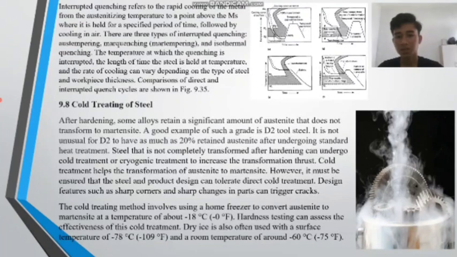Now 9.8, cold treating of steel. After hardening, some alloys retain a significant amount of austenite that does not transform to martensite. A good example of such a grade is D2 tool steel. It is not unusual for D2 to have as much as 20% retained austenite after undergoing standard heat treatment. Steel that is not completely transformed after hardening can undergo cold treatment or cryogenic treatment to increase the transformation. Cold treatment helps the transformation of austenite to martensite. However, it must be ensured that the steel and product design can tolerate cold treatment. Design features such as sharp corners and sharp changes in parts can trigger cracks.